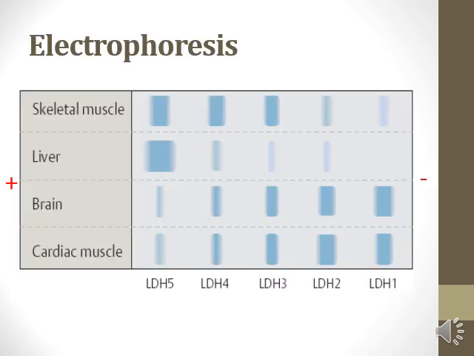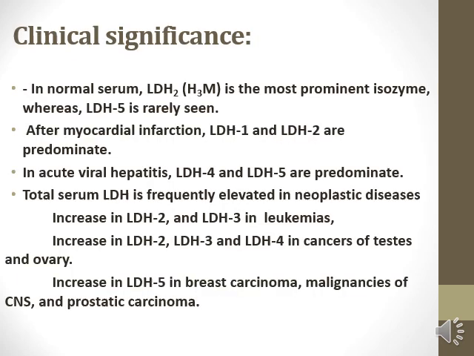This is an electrophoresis figure for lactic dehydrogenase isoenzyme. The most prominent lactic dehydrogenase isoenzyme in a normal person is lactic dehydrogenase 2. But in myocardial infarction, the most prominent ones are lactic dehydrogenase enzyme 1 and 2. So, after myocardial infarction, as we said, lactic dehydrogenase 1 and 2 are the most prominent subtypes.